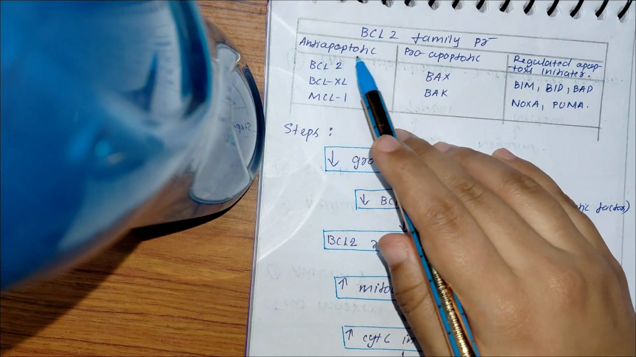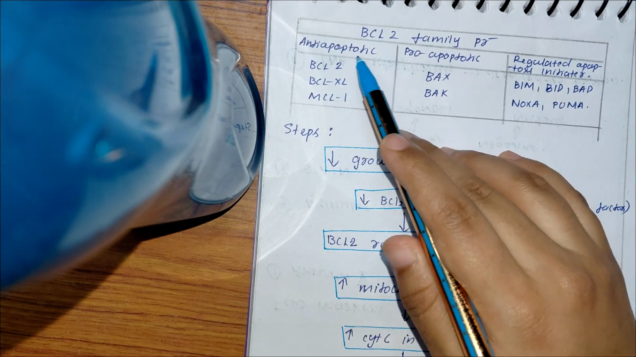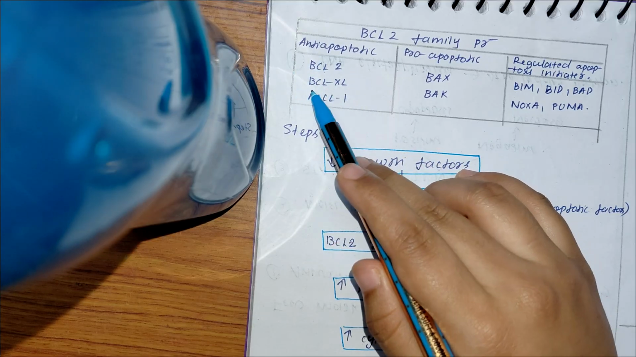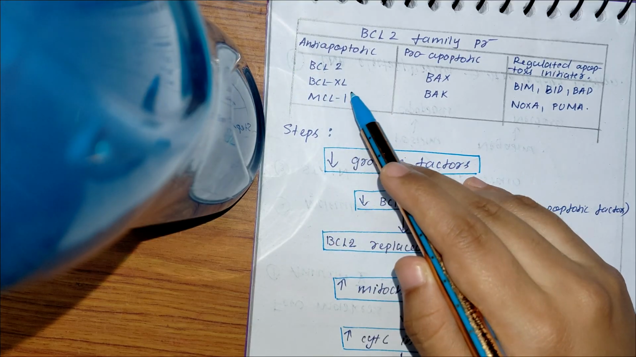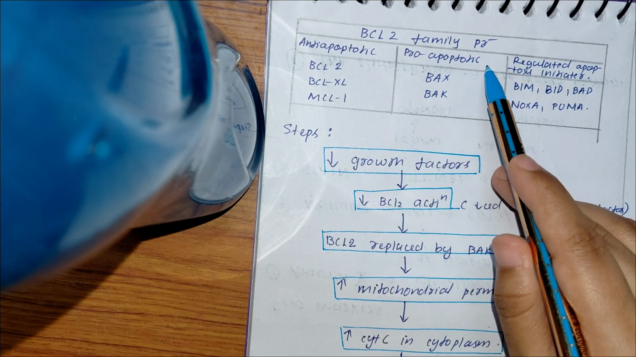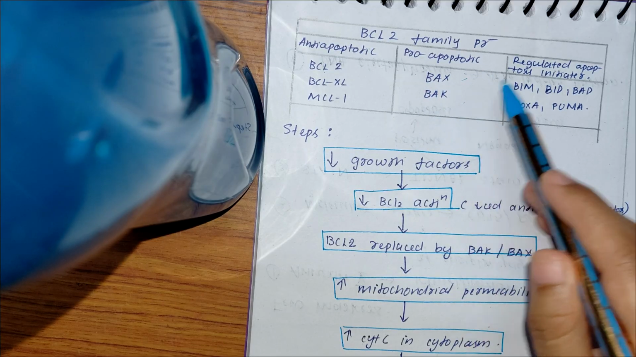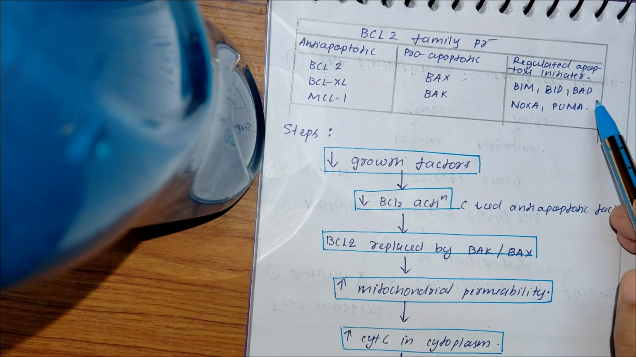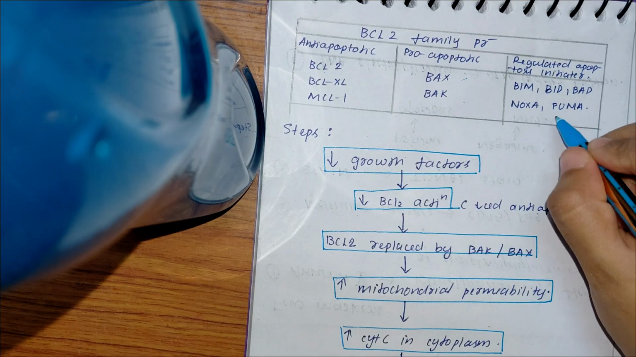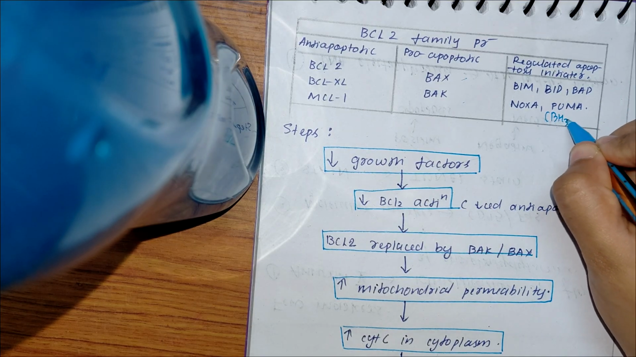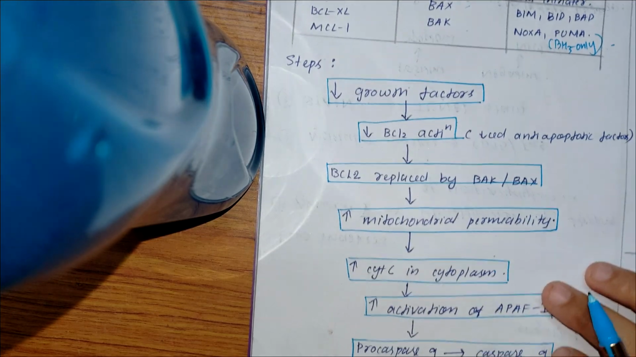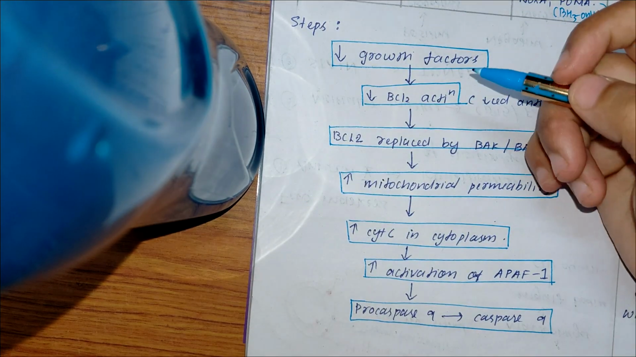Okay, so the anti-apoptotic factors, you have to learn by heart. You can see the BCL here: BCL2, BCL-XL, MCL1. Like that you have to learn. Pro-apoptotic: BAX and BAK. Regulated apoptosis initiators: BIM, BID, BAD, NOXA, PUMA. We already learned these. We can also call them the BH3-only proteins. Now, let's come to our topic.